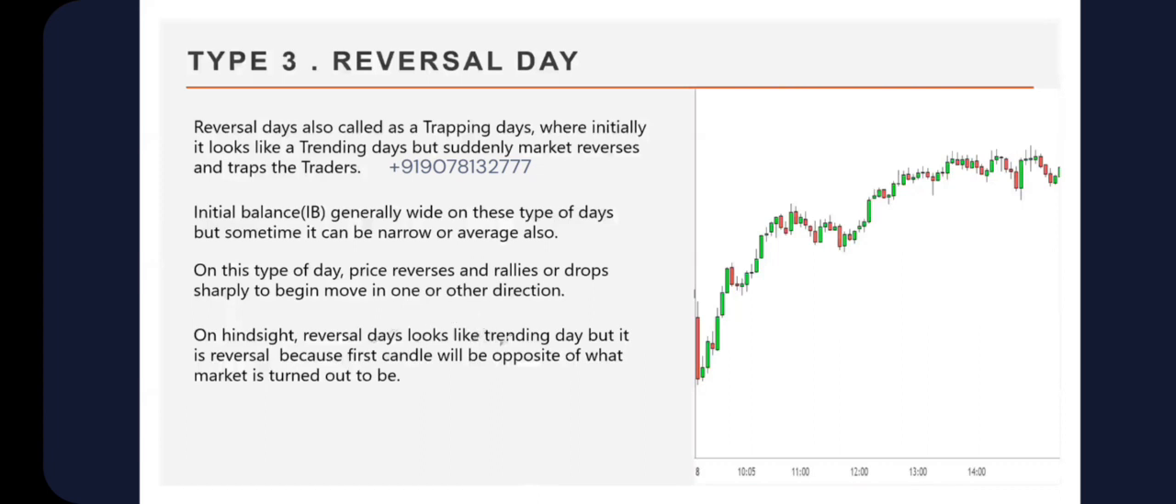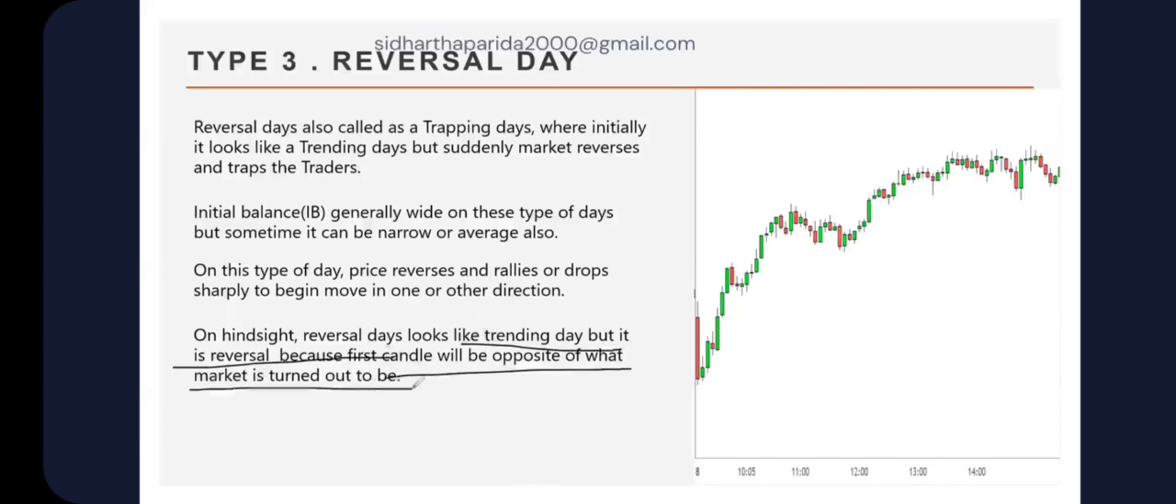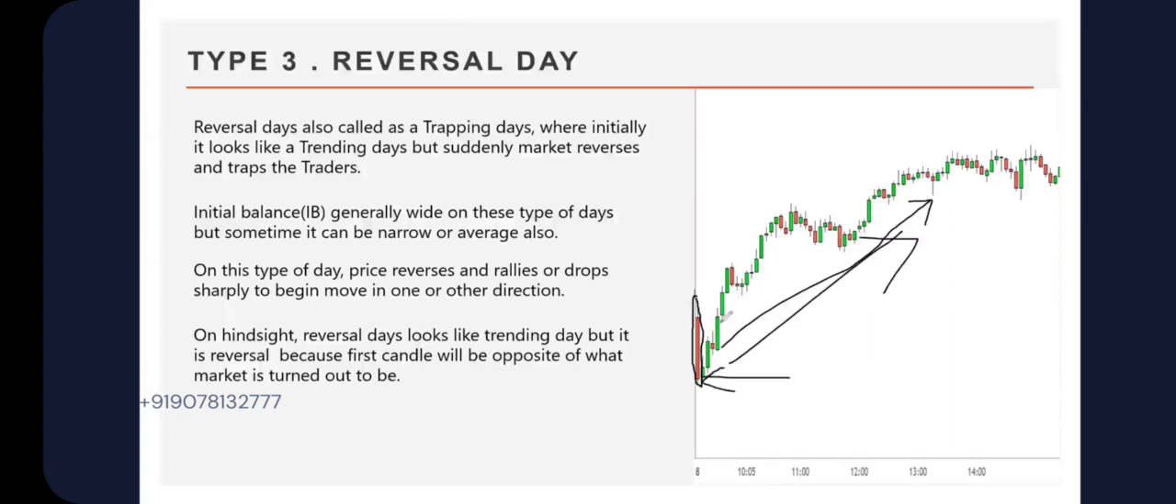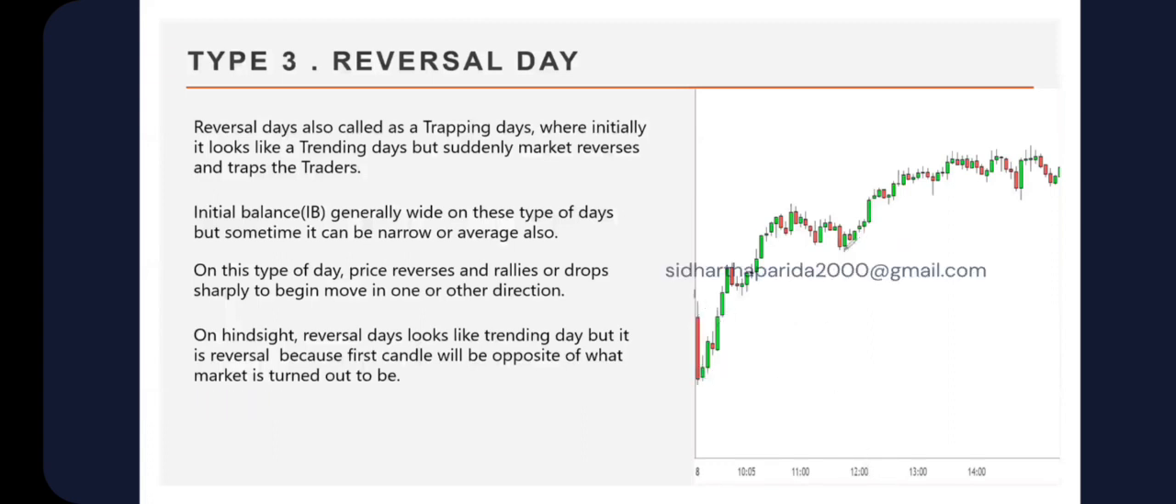So a reversal day looks like a trending day, but it is a reversal because the first candle will be opposite of what the market turns out to be. Why? Because the first candle is what? Bearish candle. But where is the market going? Bullish, right? So that's what I said. Sometimes it opens with a huge bearish candle and reverses, or opens with a huge bullish candle and reverses. So that is what the reversal days are.